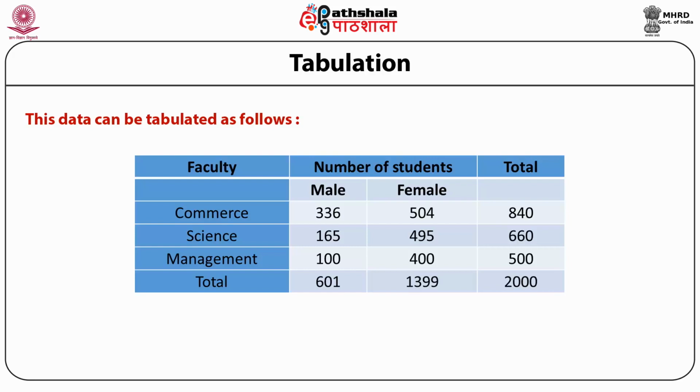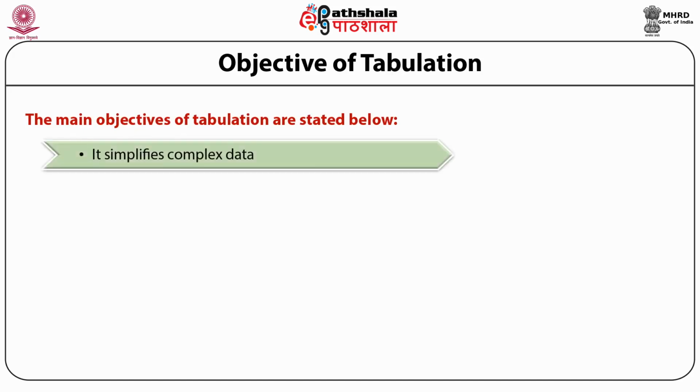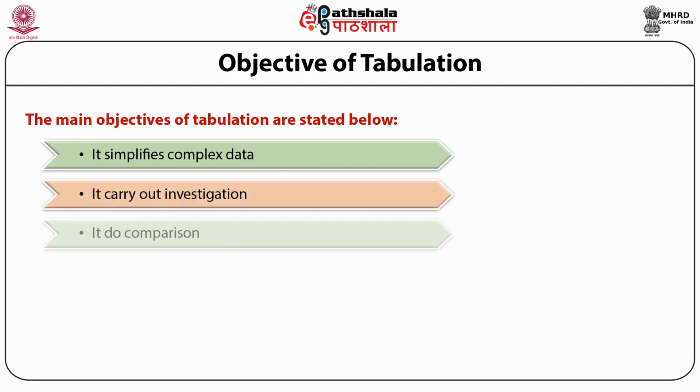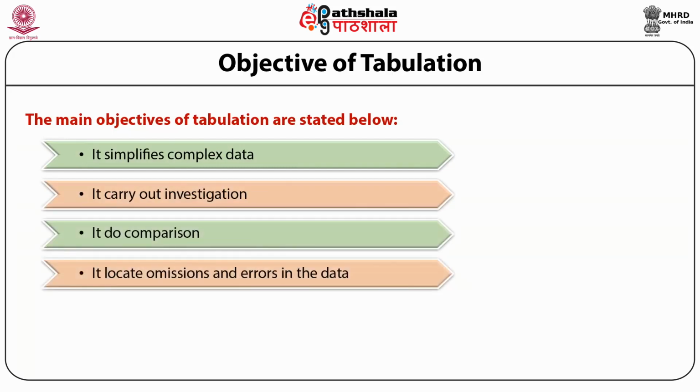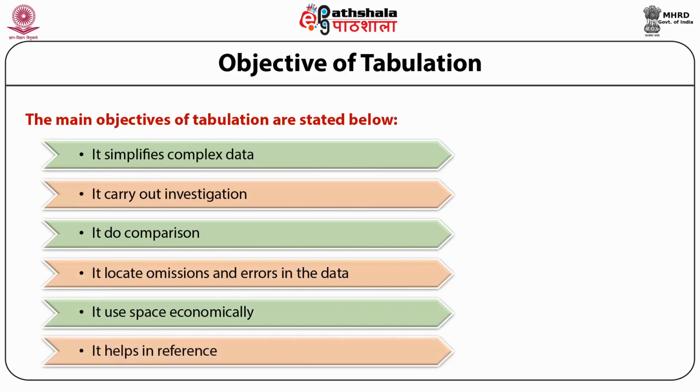So in total, there are 601 male students and 1399 female students, and the total enrollment is 2000 students. So the objective of tabulation. The main objectives of tabulation are as follows. It simplifies complex data, it carries out investigation, it does comparison, it locates omissions and errors in the data, it uses space economically, it helps in references.